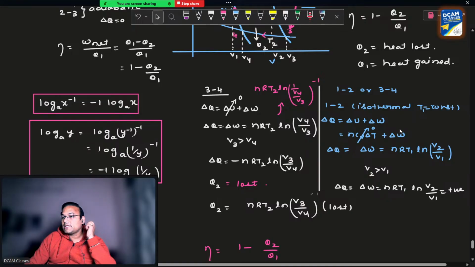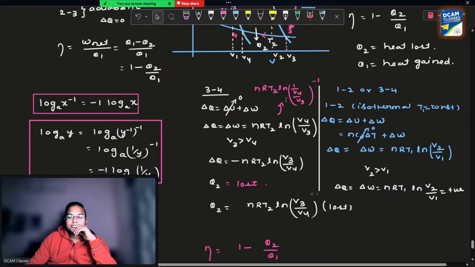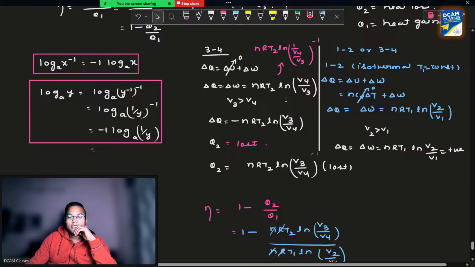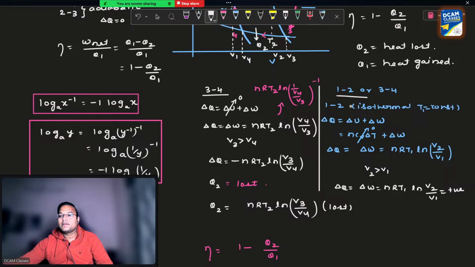1 to 2 calculation I have done. So 3 to 4, again it will be negative because V4 is less than V3. For 3 to 4, it is nRT log V4 by V3. V3 is greater than V4, so I'll take the negative outside. Delta Q is lost. Here is the calculation, this right one and left one. I've done it.